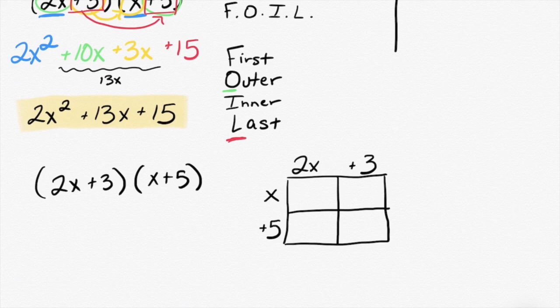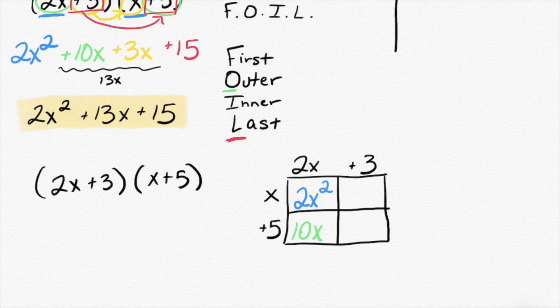And just like yesterday, we're going to solve this just like they are Punnett squares. So I'm going to do 2x times x. 2x times x is 2x squared, and I'm going to put that in the intersection box of 2x and x. So 2x multiplied by x gives me 2x squared. Okay. Then I'm going to do 2x times 5, which is 10x, and I'm going to put that result in the intersection of 2x and 5.